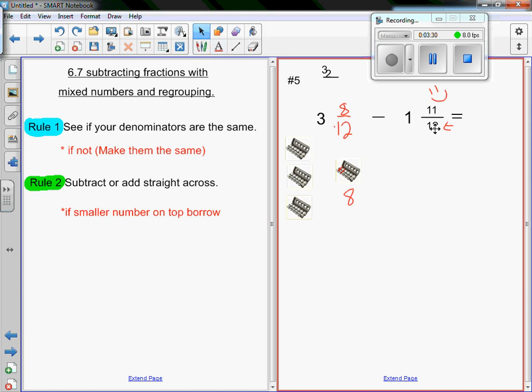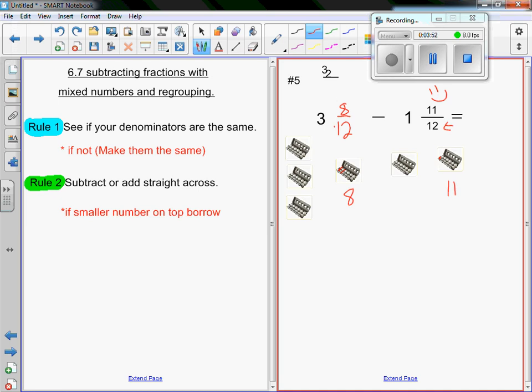I'm going to do the same thing over here. 1 whole set, so that's 1 set of 12. That's the whole number. And then 11 twelfths. For my 11 twelfths, or for the fraction, I'm going to have to cross one of those eggs off. I know it's tiny, I'm sorry. But inside there, there's 11. So here's how you borrow.